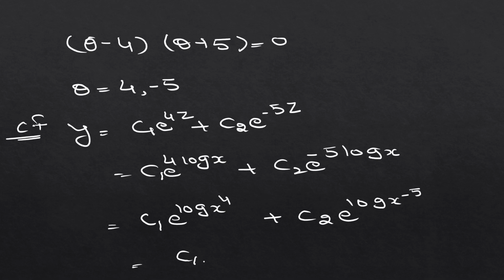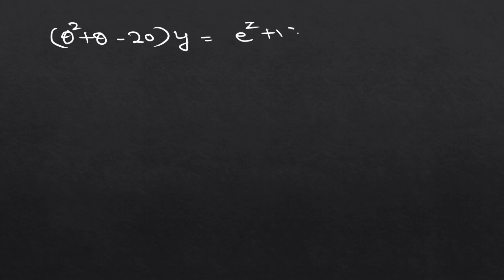So it can be c1 x raised to power 4 plus c2 x raised to power minus 5. This is known as the solution of the complementary function. Now let us go for finding a particular integral. To find a particular integral, it can be taken as (theta square plus theta minus 20) y equals (e^z plus 1) whole square.